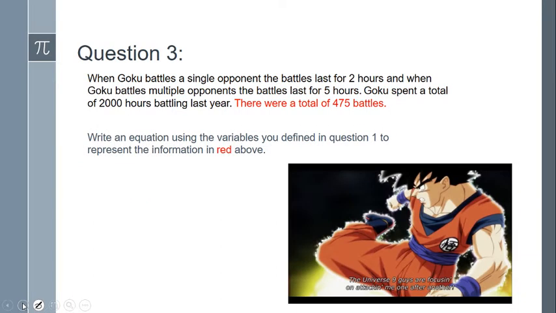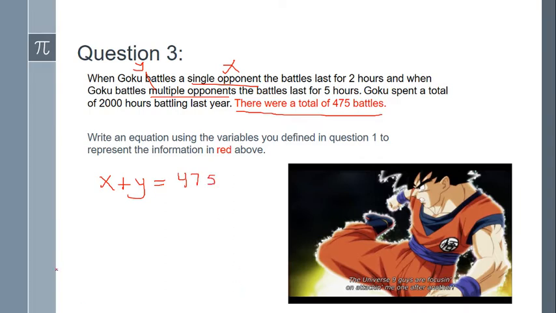Moving on to question 3, you can guess that it wants you to write the other equation. So now it's this part in red. It says there were a total of 475 battles. Remember, X represented the number of single opponent battles and multiple opponents was Y. So if there are a total of 475 battles, then if I just take X and add it with Y, we should total up to 475.